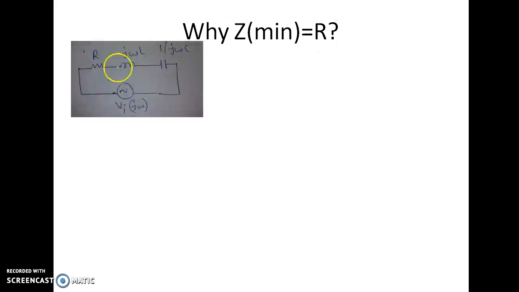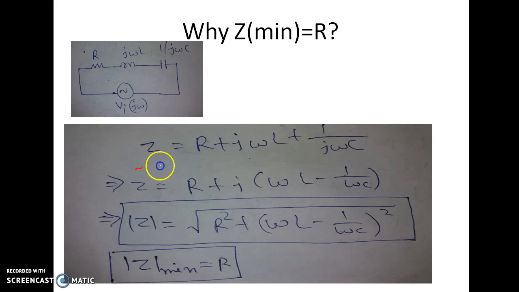See, this is the circuit where R, j omega L and 1 by j omega C were connected with V input of j omega. This is the same circuit in the frequency domain. Now see what is happening. We got Z equal to R plus j omega L plus 1 by j omega C. By replacing 1 by j with minus j, we get this expression, Z equal to R plus j into (omega L minus 1 by omega C). Now by taking the magnitude, mod of Z equal to root over of R square plus (omega L minus 1 by omega C) square.